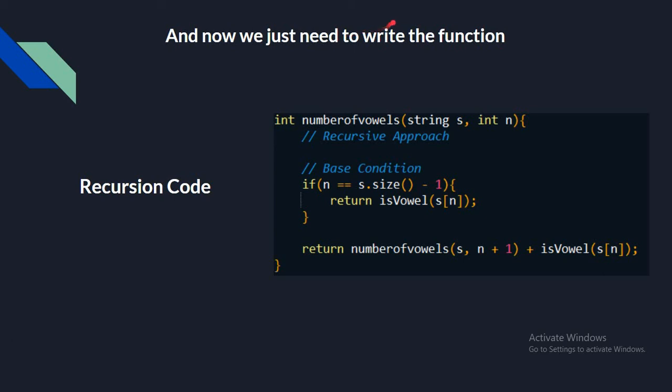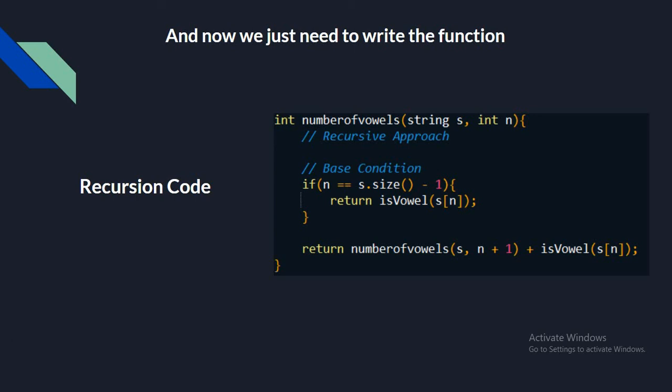So now we just need to write the recursion code. As you can see, this is a simple approach. We define our base condition: if our n, that is our pointer, reaches the size of the string, that is the end of the string, we will check if it's a vowel or not. If it's a vowel, we will return 1. If it's not a vowel, then we will return 0. When we return 1, it will add to the parent function, which is number of vowels of n plus 1. So this was the recursion code.